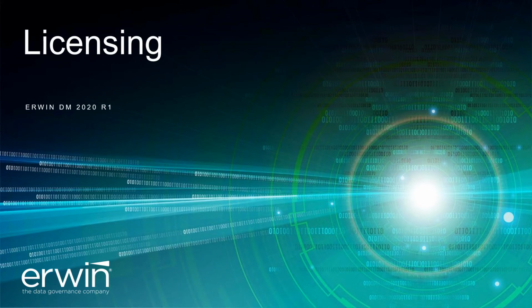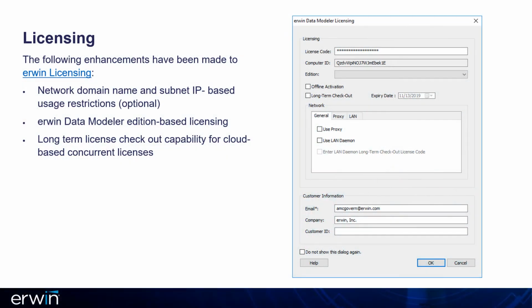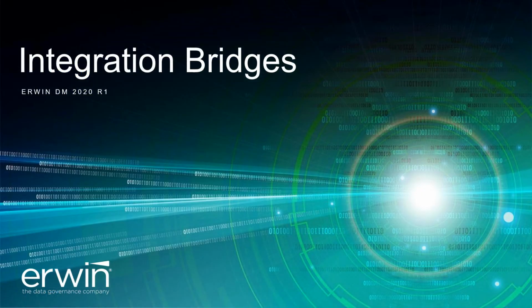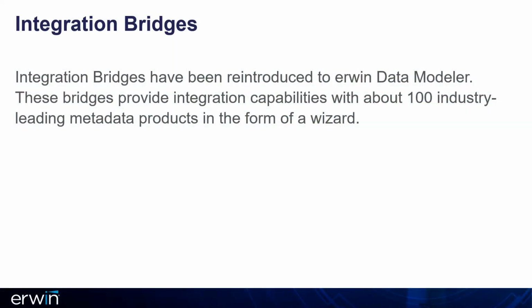Okay, let's talk about licensing. Licensing can now support network domain and IP subnet-based usage restrictions. Also, the edition drop-down allows end users to choose the edition license they require. And finally, to support cloud environments, there is the option for long-term checkout for cloud-based concurrent licenses. Okay, a quick mention regarding integration bridges. Integration bridges have been reintroduced to Erwin Data Modeler. These bridges provide integration capabilities with about 100 industry-leading metadata products in the form of a wizard.